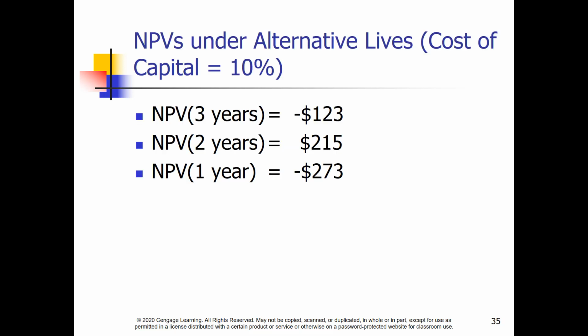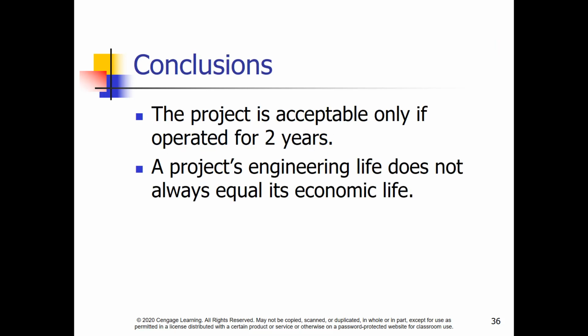The NPV for each choice makes it clear. Best option is to run the project for 2 years, shut it down, and sell the equipment. Conclusion: engineering, or physical life, does not mean it's the best economic life.